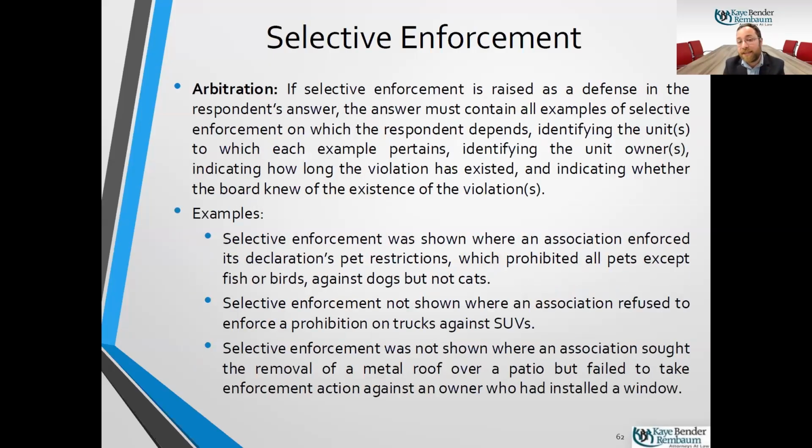Selective enforcement is the kind of thing that can be raised as a defense, both in arbitration or in an actual lawsuit. And if they can provide examples of all these homes or units in their community that allow this violation to go through, yet they're enforcing against you, you're going to have a good defense against your association trying to enforce their rules if you can demonstrate selective enforcement.